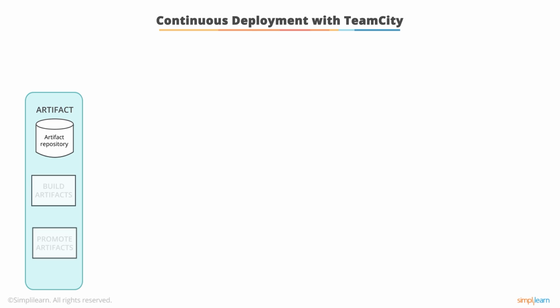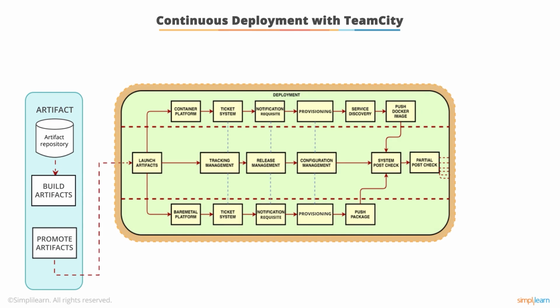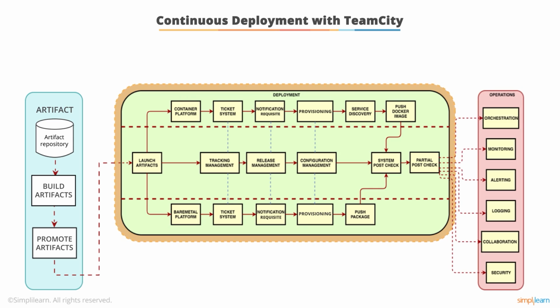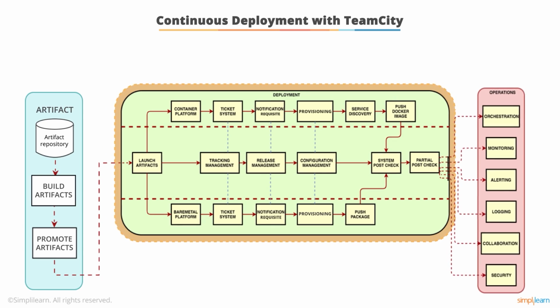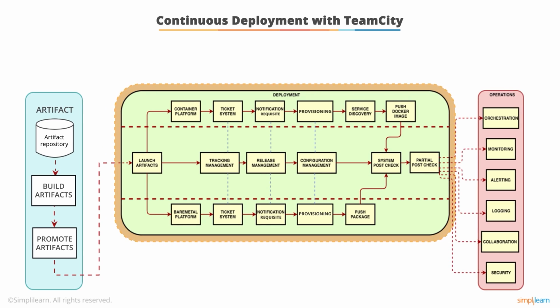Continuous deployment with TeamCity. A good way to understand the workflow that TeamCity is designed to manage by way of automation is to conceptualize the software development process as having three areas of activity: artifact, deployment, and operations. Let's take a look at each area in detail.